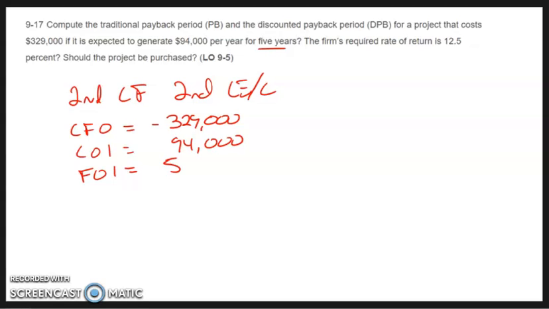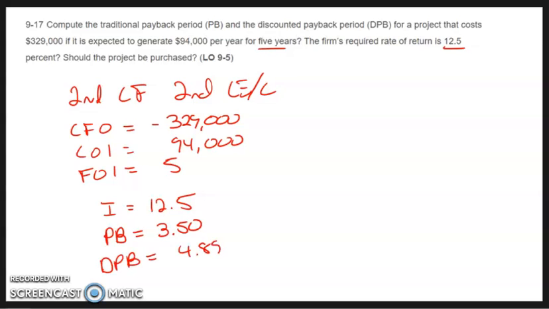Payback and discounted payback are in the NPV function. So hit NPV and set I equal to 12.5. Then you go down to payback, PB, and hit compute. That's 3.5 years. And the discounted payback period is 4.89 years.